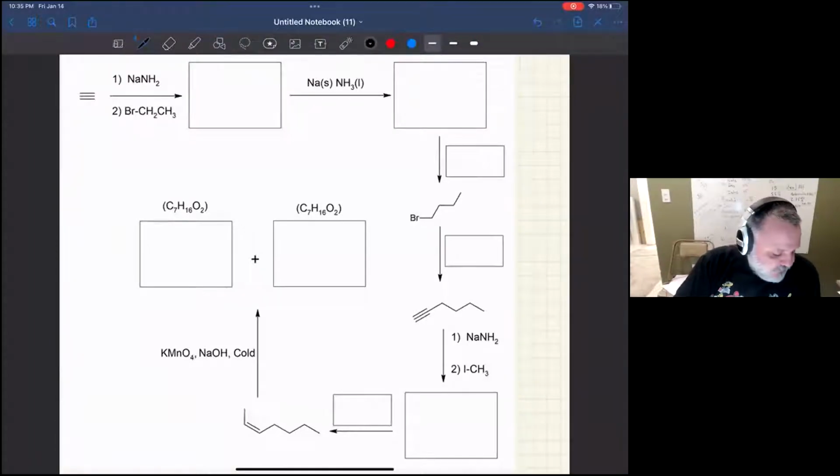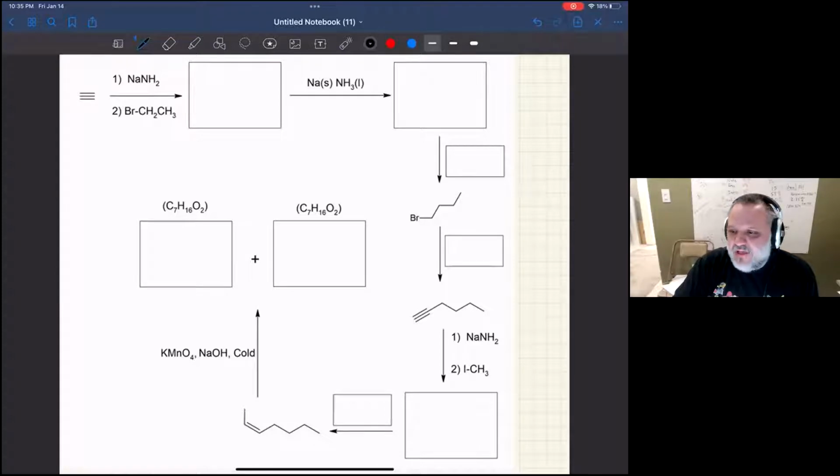Okay, so let's work on this synthesis scheme. All right. And so there's not a whole lot of alternative pathways. So I really do just kind of have to approach this one from the beginning and move towards the end. So what do we have going on here? The first thing, it starts with ethyne.